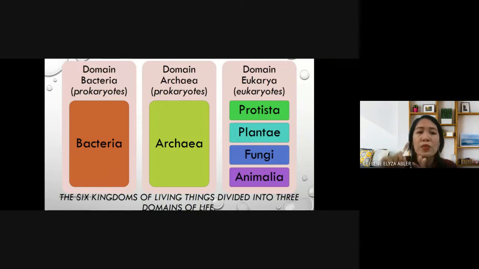Okay, so we have 3 domains of life. We have bacteria, the true bacteria, the ones that we consider harmful and not the beneficial ones that we use for food, the ones that actually cause diseases. Those are the bacteria that we know, and they are all prokaryotes. Another one is the domain Archaea. Archaea means that they are very old school.